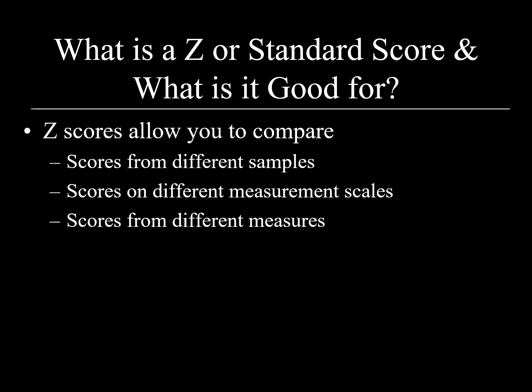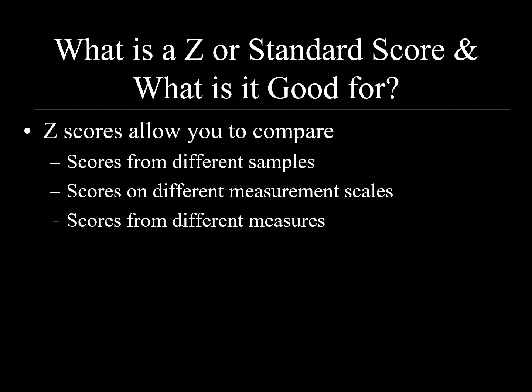So what is a Z or standardized score and what's it good for? Z-scores allow you to compare across these examples. It allows you to compare scores from different samples in the same test. It allows you to compare scores on different measurement scales, and it even allows you to compare scores on different measures. So again, people taking the same test or a very similar test in two different situations, people taking different measures of the same construct, or potentially people even measuring two different constructs.